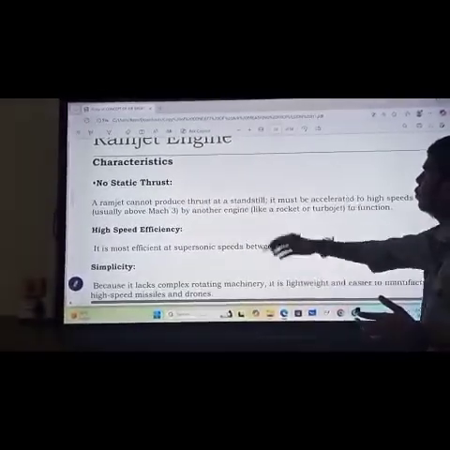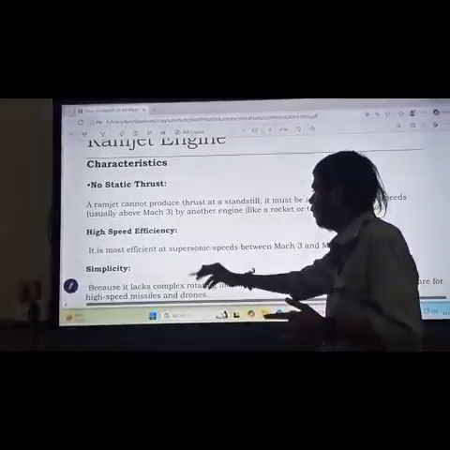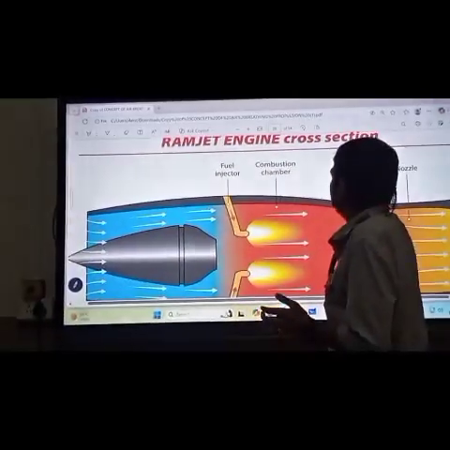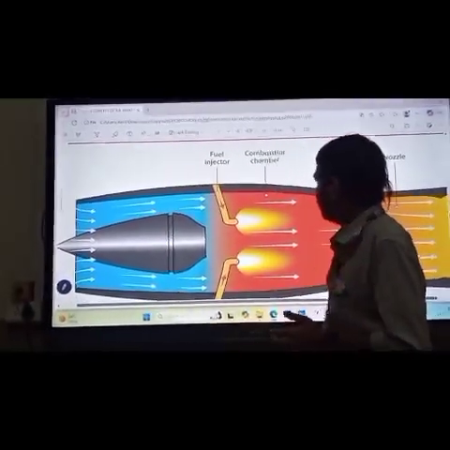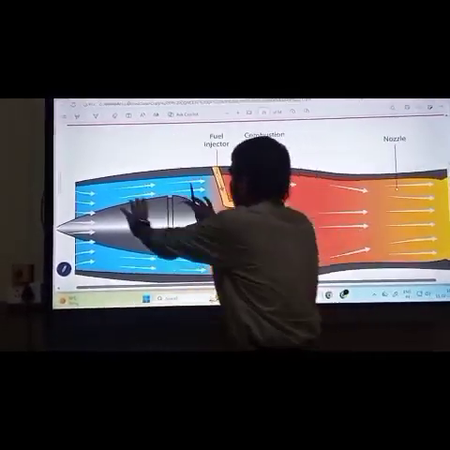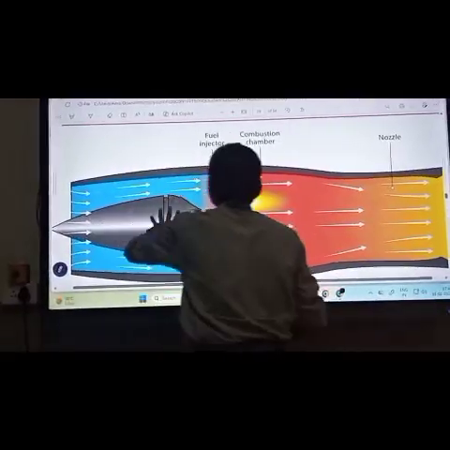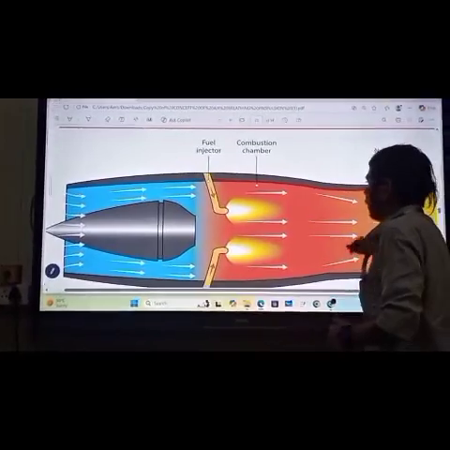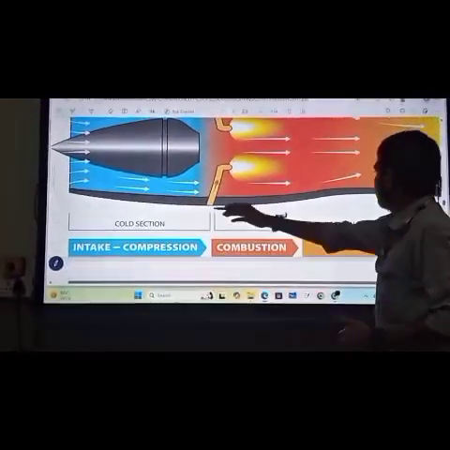The characteristics are: no static thrust, high speed efficiency, simplicity. So this is the ram effect. This is the exhaust section. This is the main section. Fuel injector, combustion chamber, nozzle, cold section, hot section.